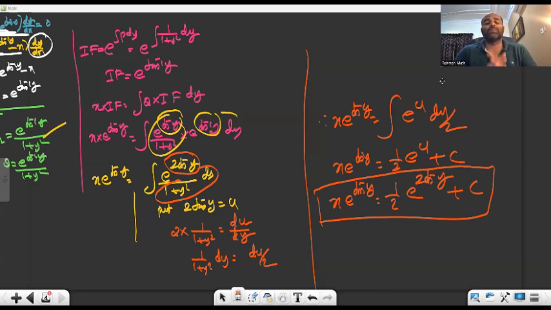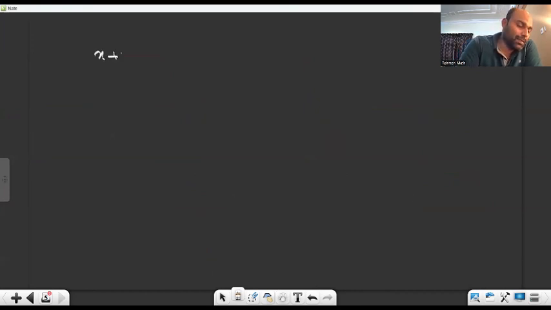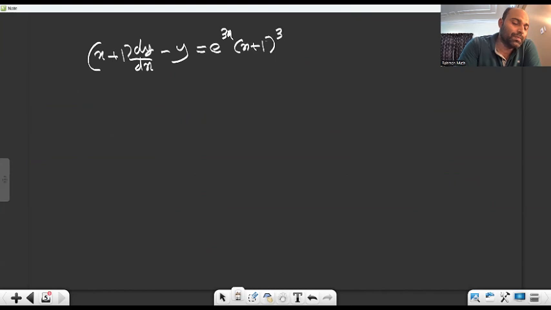Question number first one after this. Integration by parts will come. First one. Question number first one: x plus 1 into dy by dx minus y equal to e raised to 3x into x plus 1 whole cube.